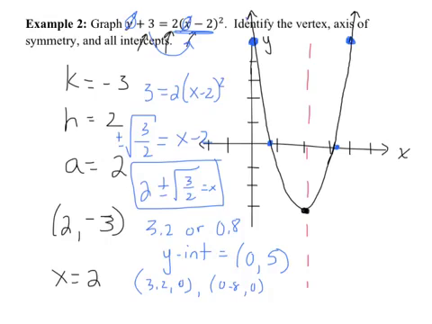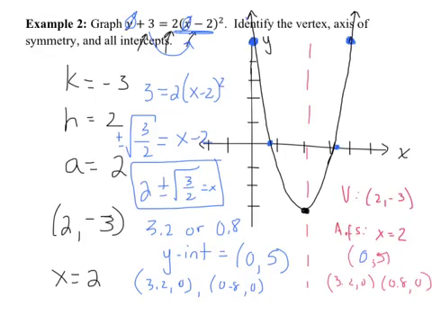So finally, let's write our answer here. The vertex is 2 comma negative 3. The axis of symmetry is x equals 2. All intercepts are 0, 5 for the y-intercept, 3.2 comma 0, and 0.8 comma 0 for the x-intercepts.